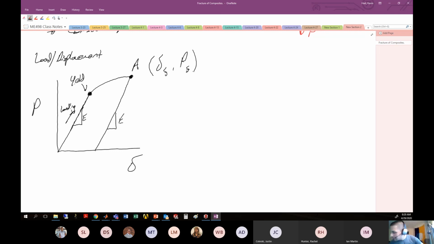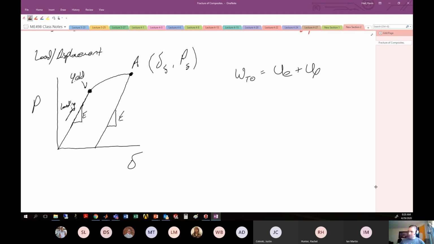Well, if we look at our energy balance, we'll say that the total work is equal to the energy of elasticity plus the energy of plasticity. Remember, we don't have any dissipative fracture energy in this particular situation. Well, the elastic energy is the recovered energy. So remember that our total work is equal to the integral from 0 to delta final of the load that we apply. So here this is like P as a function of delta, d delta. So the total energy that's done up to delta F, which is here, is the integral under this curve.